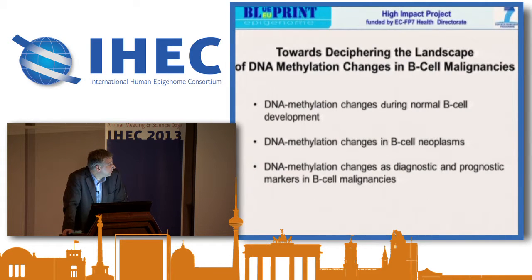So let me summarize. I hope I could show you that there is a dynamic evolution of methylation in B cells. We know that there are changes in B cell neoplasms, and I have to say, from what we can see so far, the changes might differ between the different lymphoma entities. And finally, there might be some markers which we can use for diagnosis and prognostication.